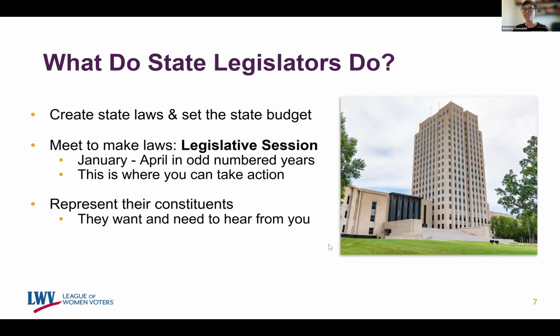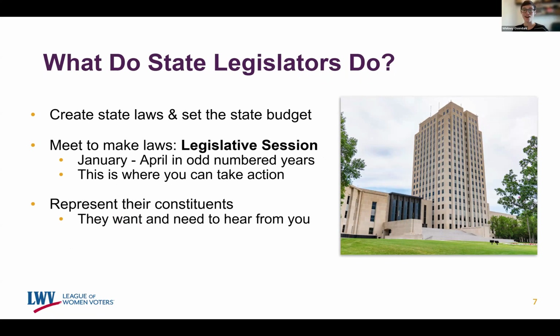All right, so what do state legislators do? They, all together, as the legislature, create state laws and set the state budget. So you really want to know that they are setting our laws for the whole state and setting that state budget. We are one of 4 states that only meet every 2 years. Most state legislatures meet every year, but we do every 2 years. And so they have to be planning out that budget for a 2-year process.